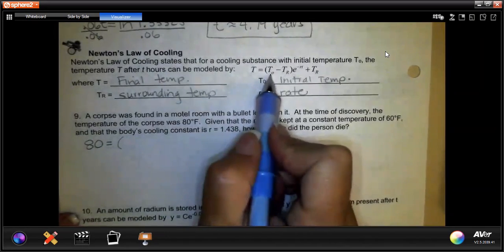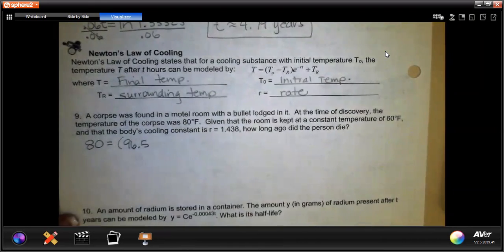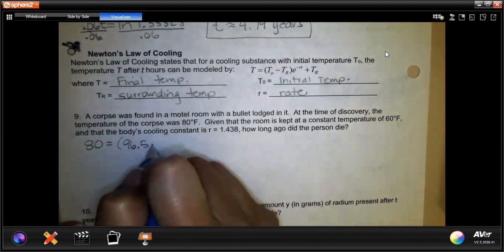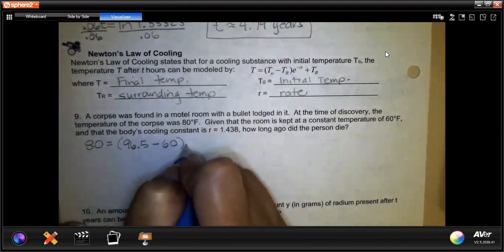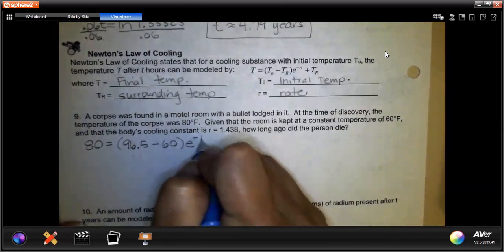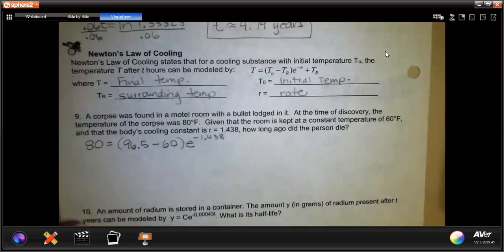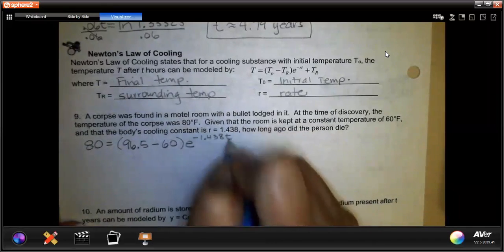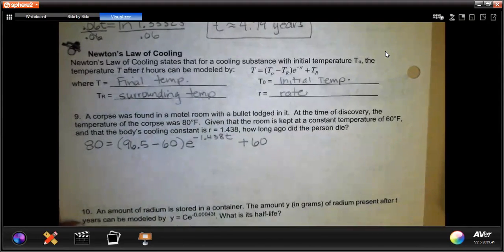So our T naught, our initial temperature for a body, we're just going to go ahead and use 96.5 minus our surrounding temperature, which is 60 degrees. And then e, remember, is a number, not a variable, minus our cooling rate of 1.438. We don't know the time, so that's going to stay as t, plus our surrounding temperature again, which is 60. So we've used the formula here.